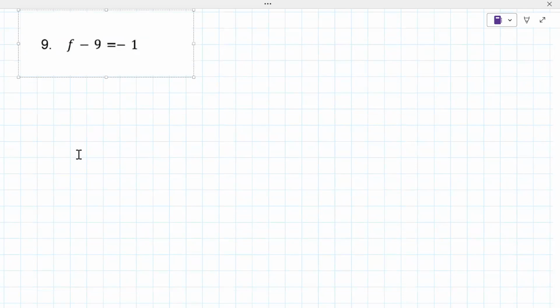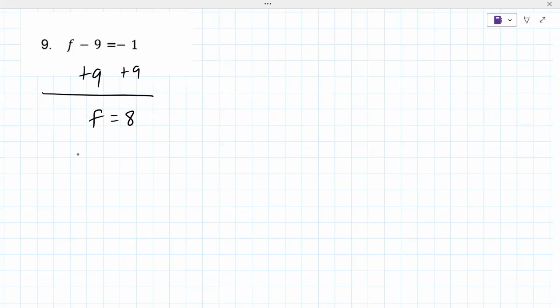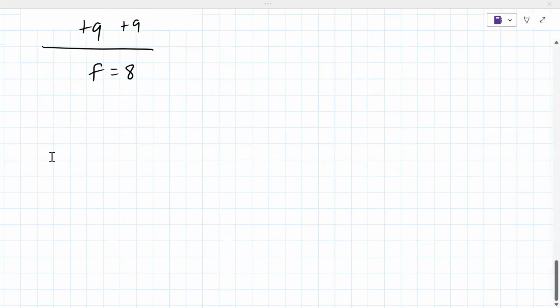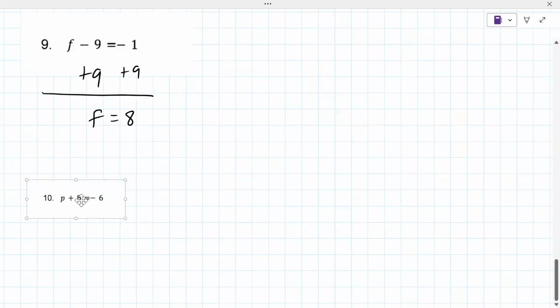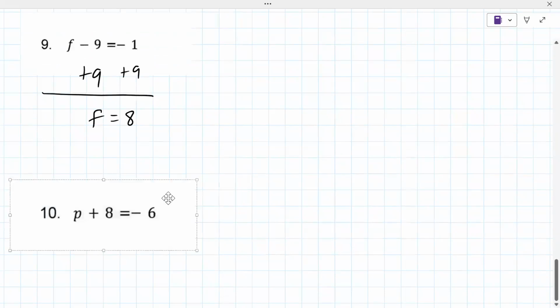Okay. All right, what do you got for this one? Or are you just getting started on it? 8. You got it. You add 9 to both sides. F equals 8. Very good. 8 times... equals negative 1, negative 1. Okay, next one.